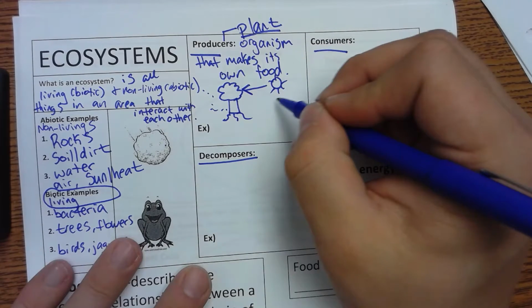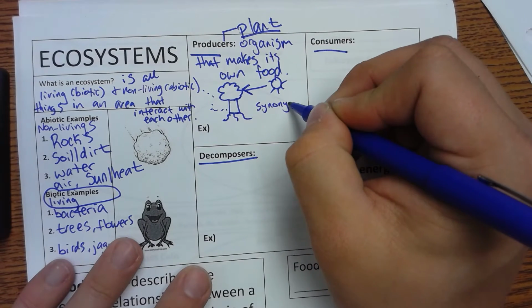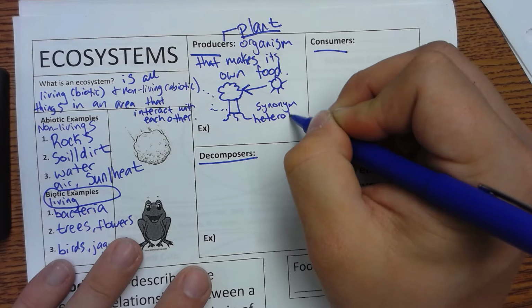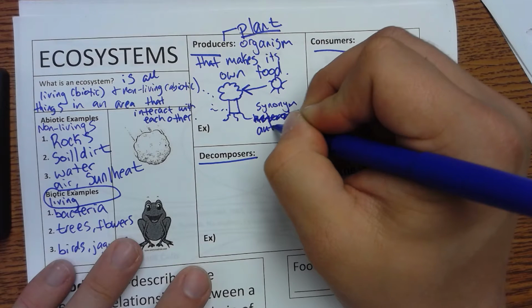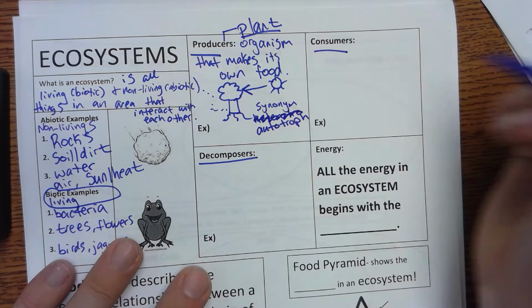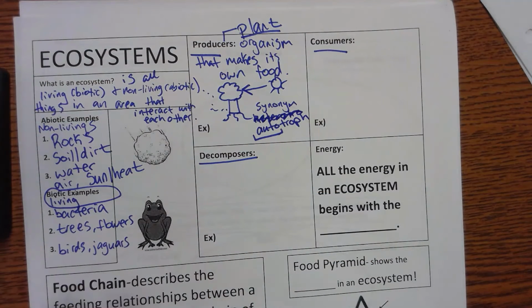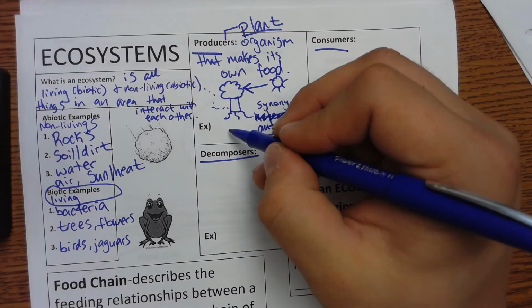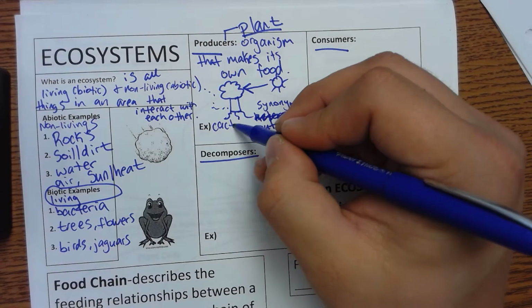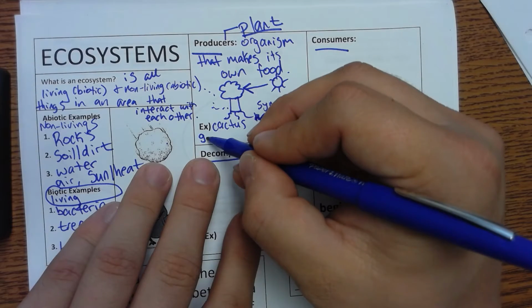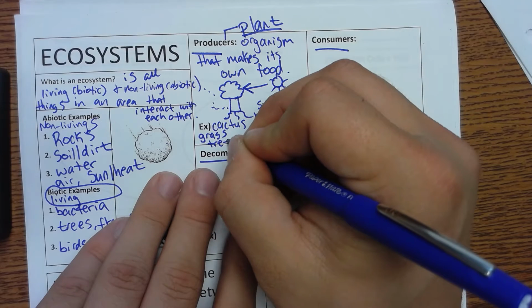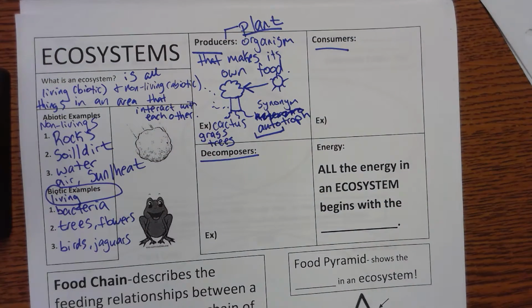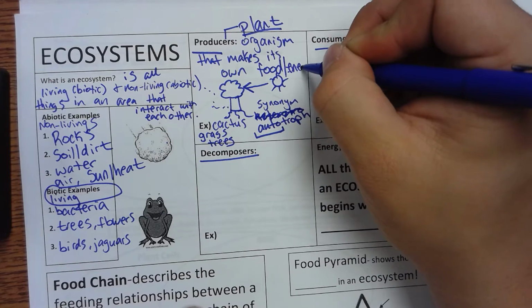And a synonym for producer that you'll probably see on the SOL is autotroph. Auto means automatically, by yourself. You make your own food. Okay, an example of producers. Cactus is a producer. Grass is a producer. Trees are a producer because they make their own food or energy. Okay?